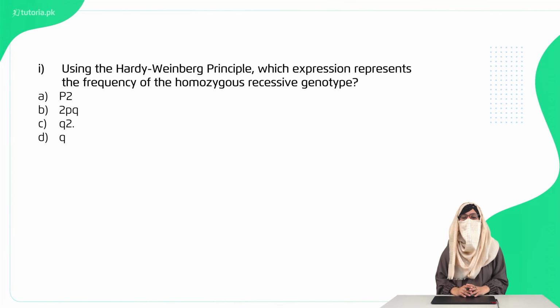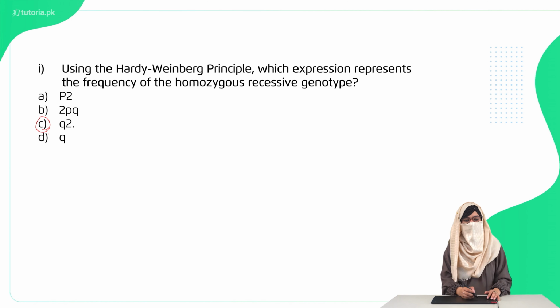In this video, we will discuss the exercise of your chapter 24, evolution. Let's start with the MCQs. So the first MCQ is, using the Hardy-Weinberg principle, which expression represents the frequency of the homozygous recessive phenotype? The right option is option C, q square.